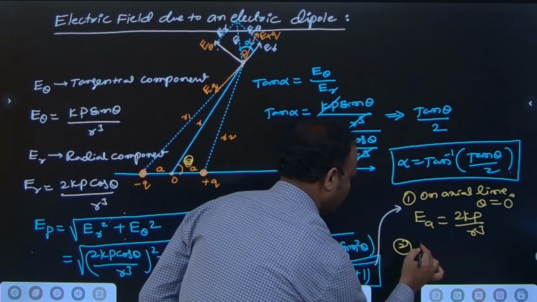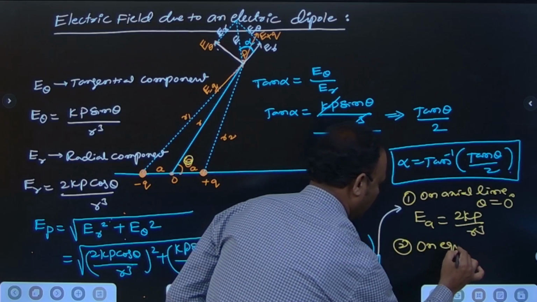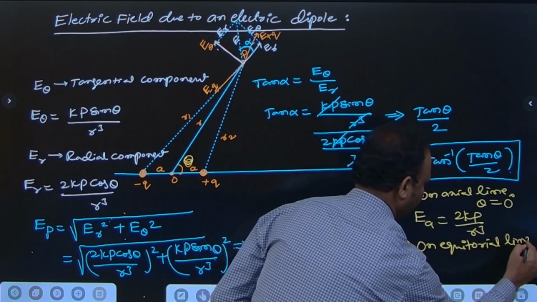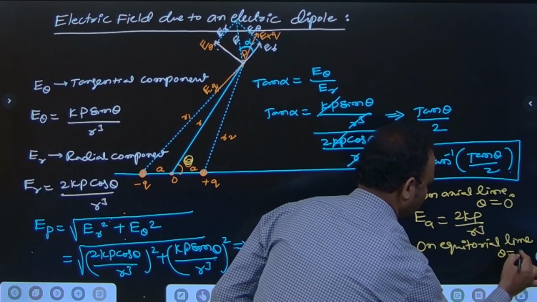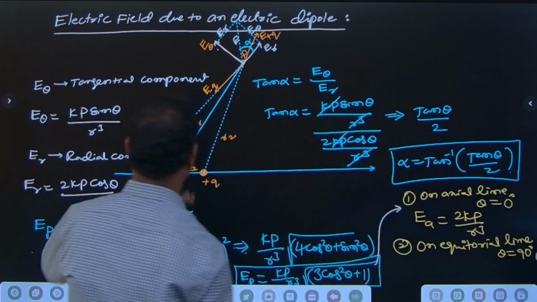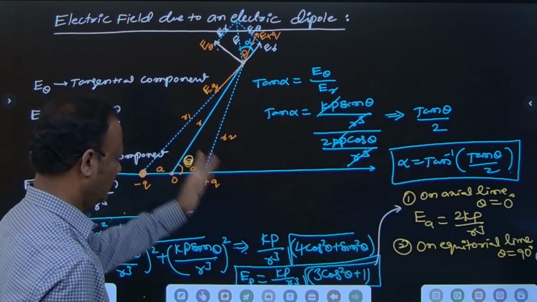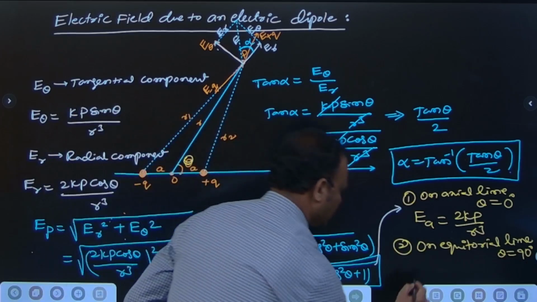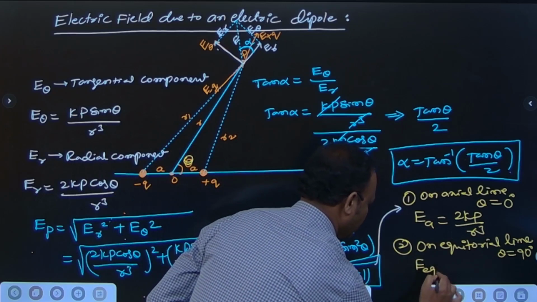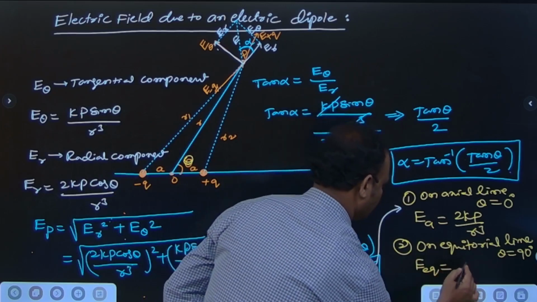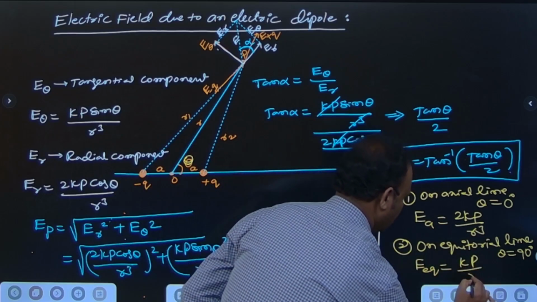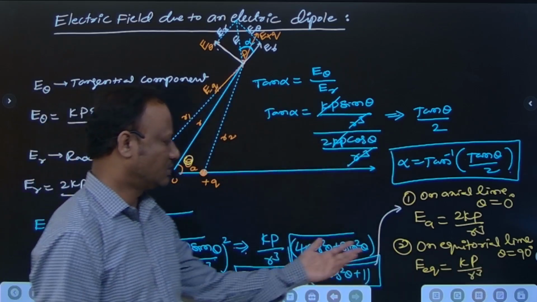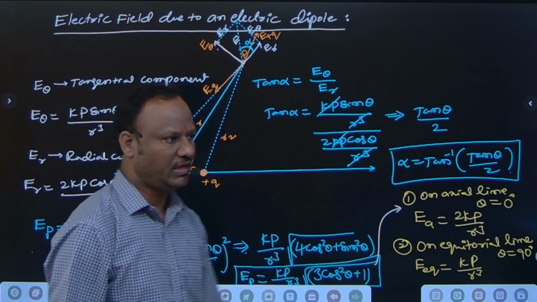Similarly, on the equatorial line, theta is equal to 90 degrees. Sin 90 is 1, cos 90 is 0. So E equatorial is equal to kp by r cube, where K is 1 by 4 pi epsilon naught, and P is the dipole moment, which is 2a cube.